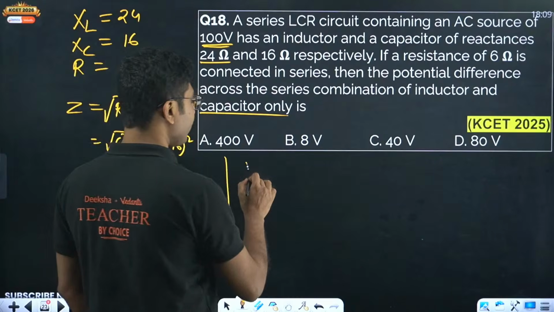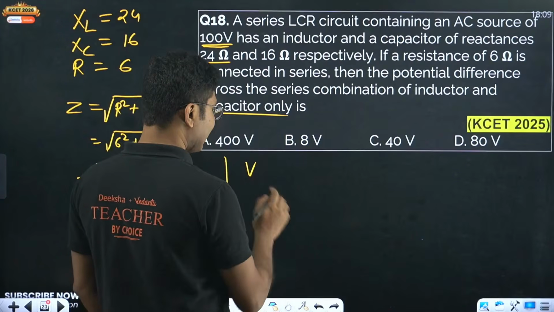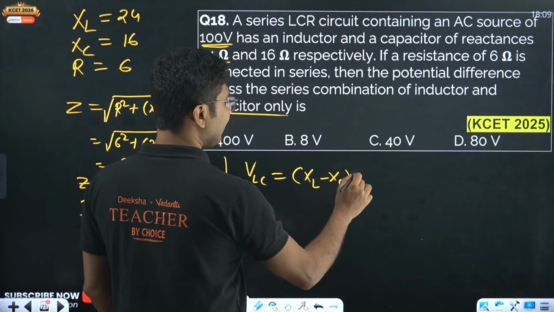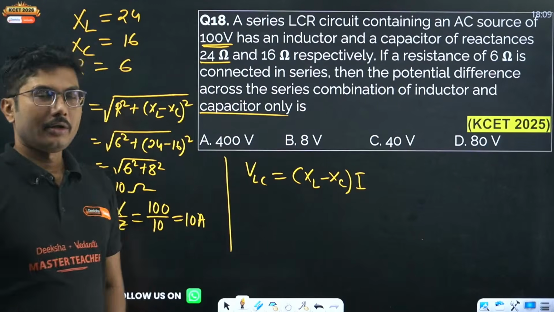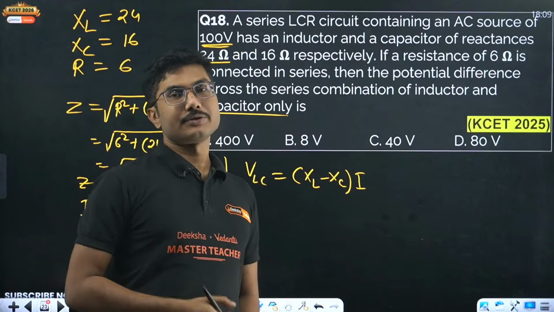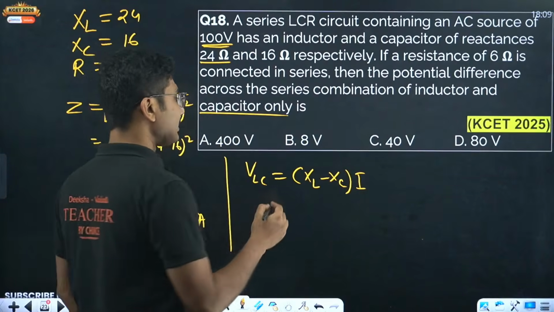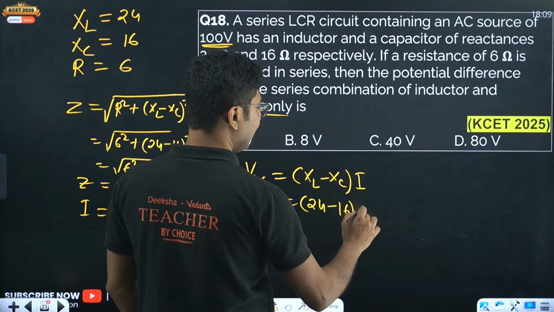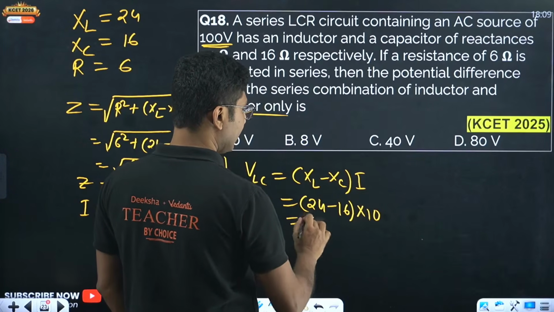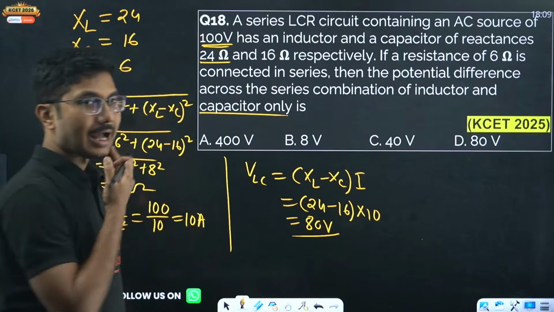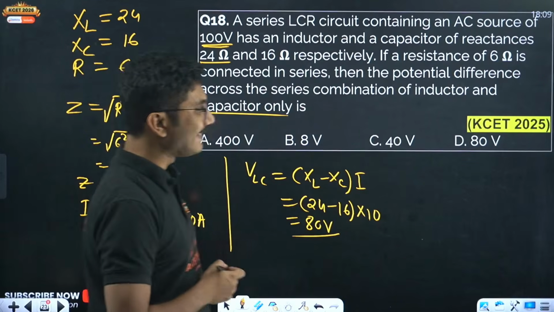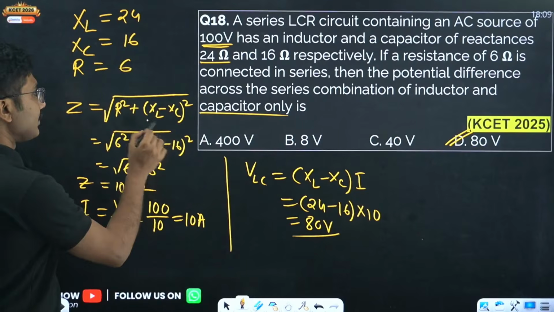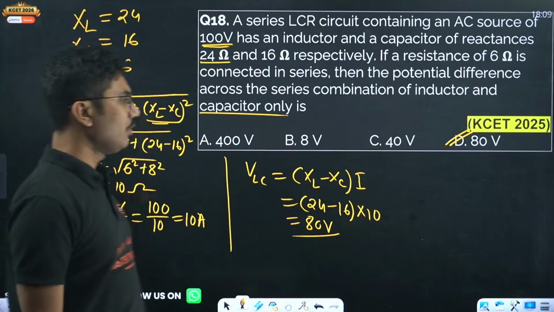Now what is the voltage drop across XL and XC? Remember, the voltage drop across XL and XC is given by (XL minus XC) into I. XL and XC are in opposite phase, so their reactances have to be subtracted. So 24 minus 16 into 10, that is 8 into 10, that is 80 volt. So the voltage drop across the inductor and capacitor is 80 volt.